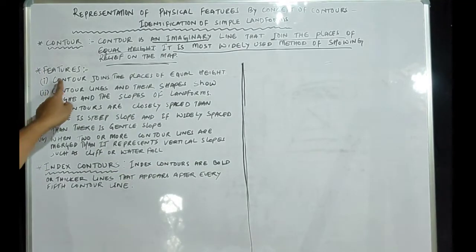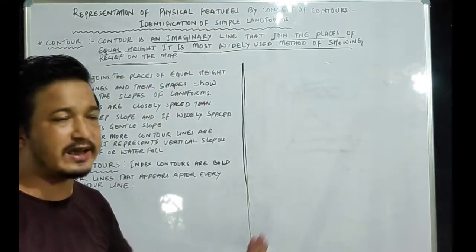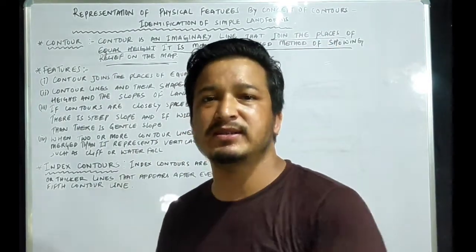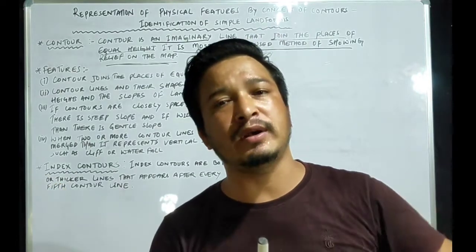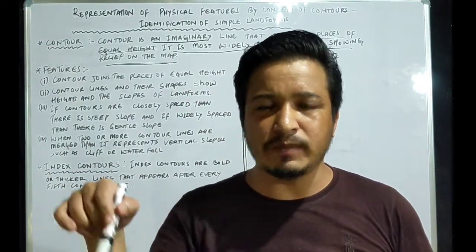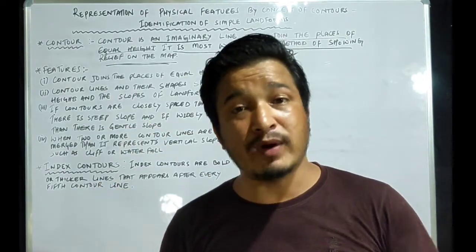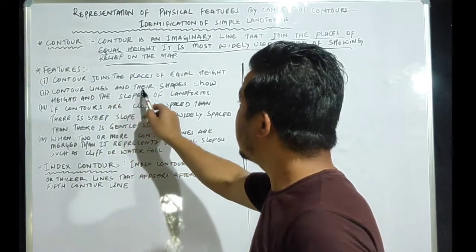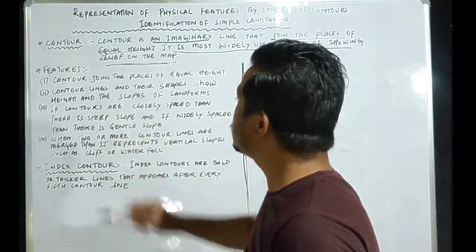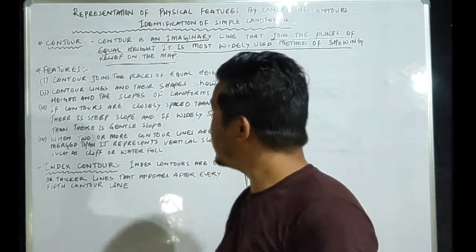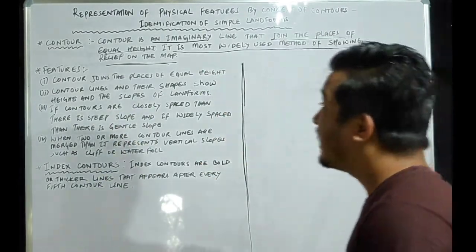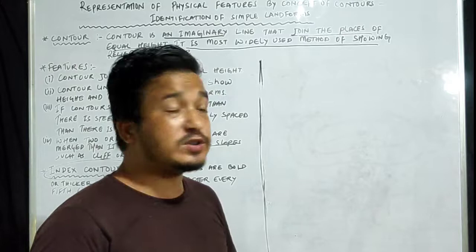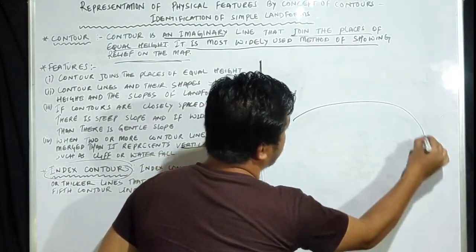First, contour lines join the places of equal height. I have just shown you that contour lines are those lines which join the places of equal height. If places are at equal height, then those places will be joined by one line, and that is known as a contour line. Now second, contour lines and their shapes show the height and the slope of the landform. Suppose students, here you can see these are contour lines.